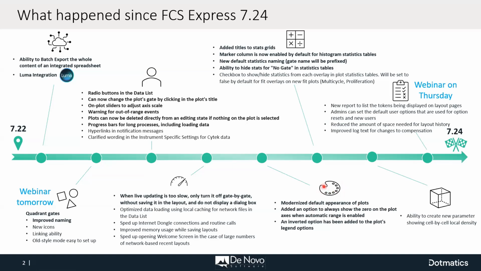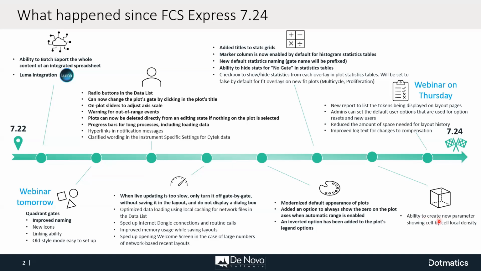We changed the appearance of plots, and this will be the first thing that I want to show you. We also added a couple of options, for example, showing the zero on the axis. This was also requested very frequently, and also a small feature about the legend.